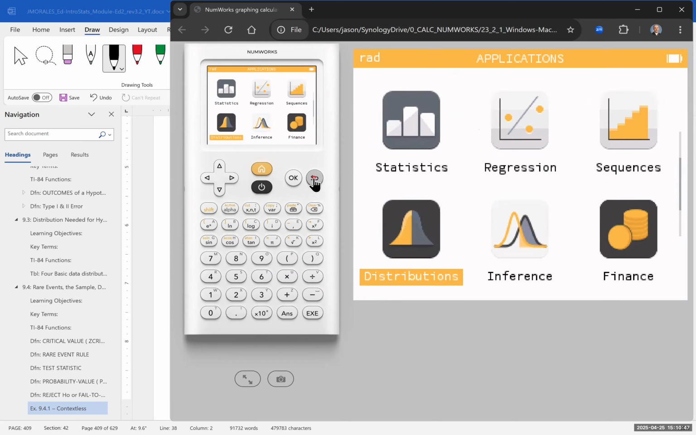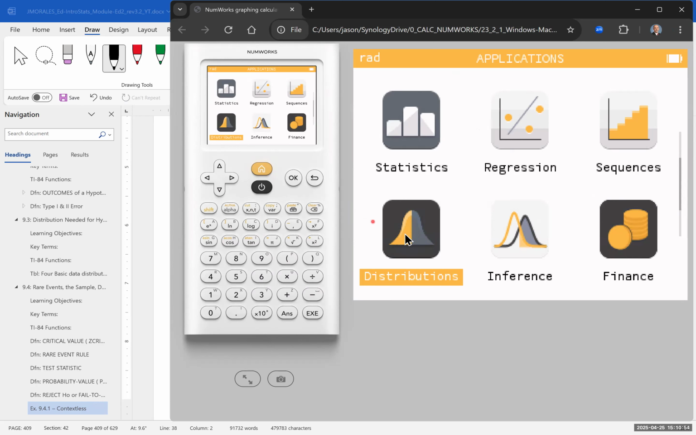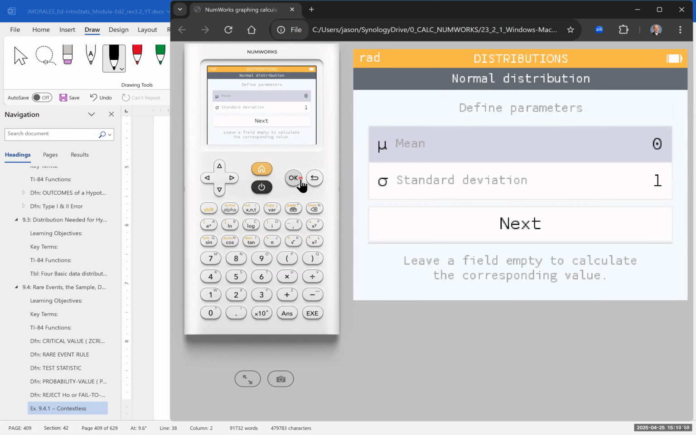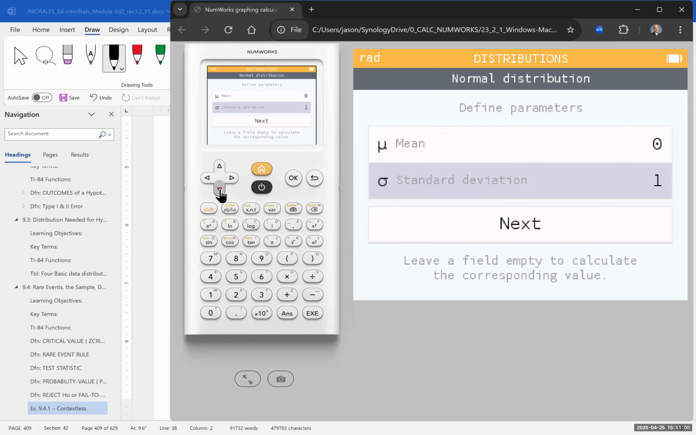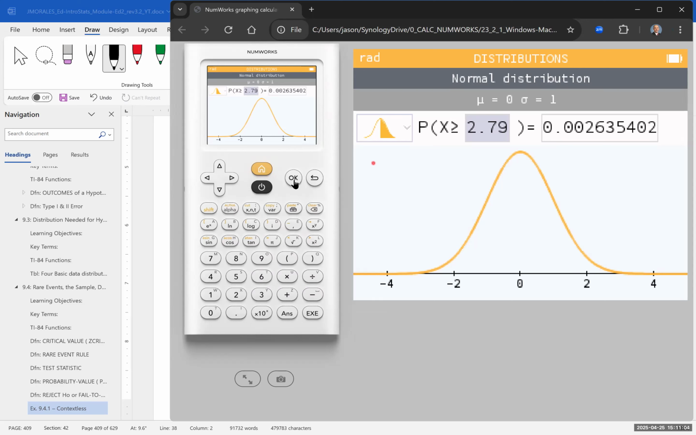Let me back up just to show this from the beginning. You can hit the home screen, which will bring you here. Again, we want to go to the distributions app. Go down to normal, mean of 0, standard deviation of 1. Okay, and here we are.